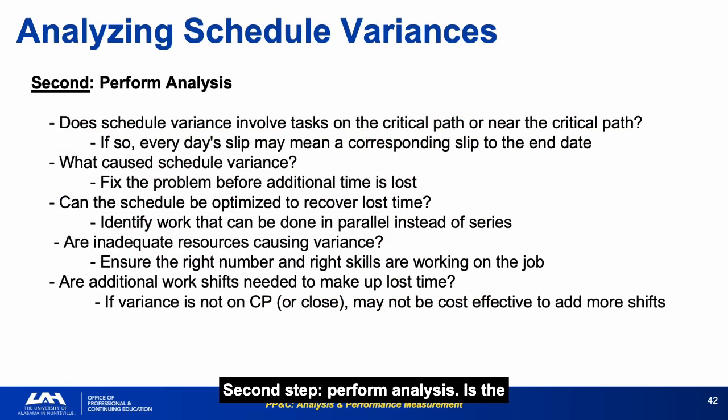Second step: perform analysis. Is the variance on the critical path? What caused it? Can work be parallelized to recover? Are resources adequate? Are additional shifts needed? The question about whether additional shifts are cost-effective to address a variance off the critical path is important. Adding shifts to a non-critical task wastes money and does not help the end date.